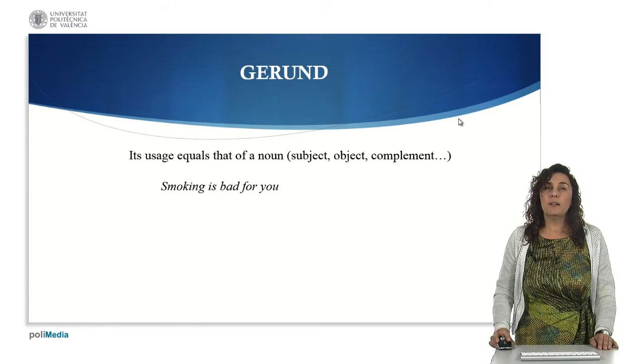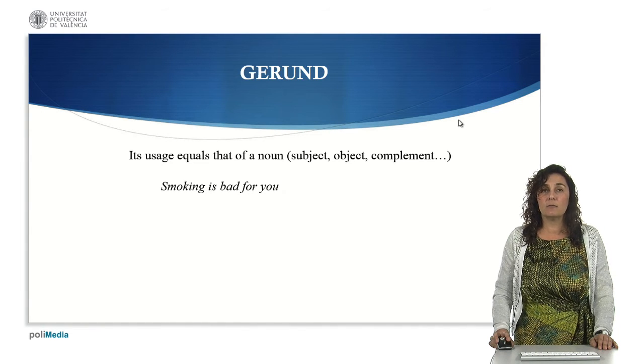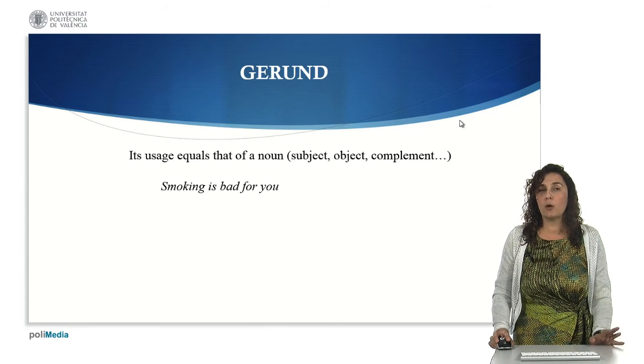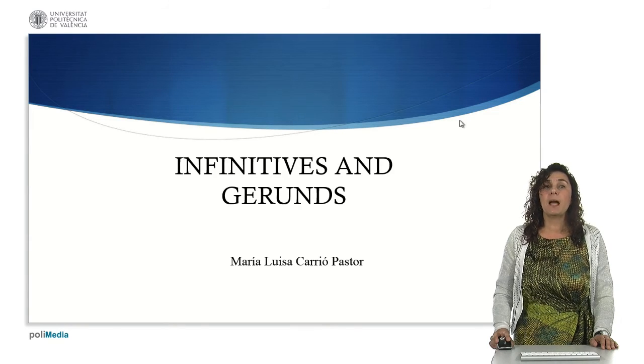And now, to finish, we are going to talk about the gerund. The gerund is like a noun in English, right? Then you don't have to confuse the ing form with the gerund. They have the same form, but they are different. The gerund is a noun, as you can see. It can be a subject or the object or a complement of a sentence. You can see the example here. Smoking is bad for you, right? And that's all. I hope it will have been useful for you.